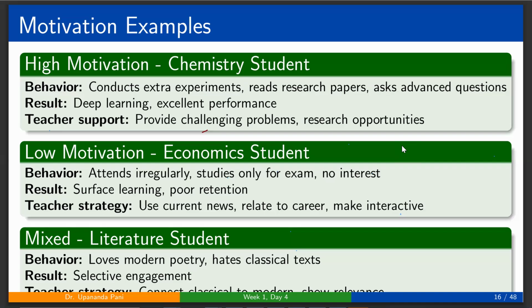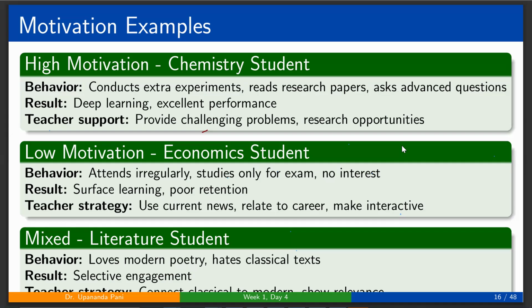Now let's say there is low motivation among economics students. How will I identify this as a teacher? Behavior: attends irregularly. They study only for the exam. There is no interest. The result is surface learning, poor retention. You will not be able to say anything after one year, or even after one semester.